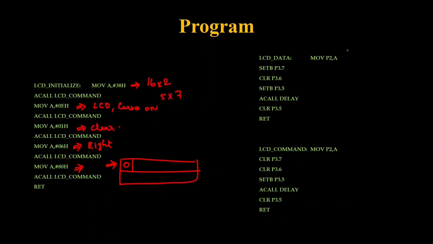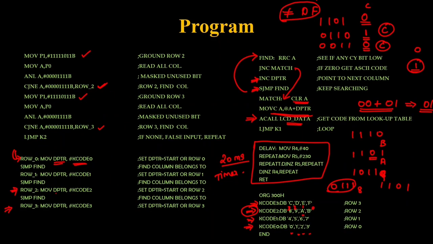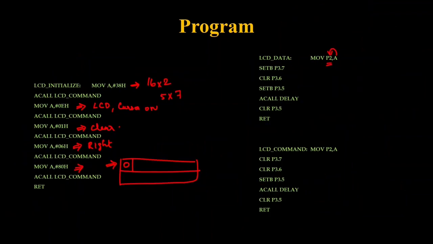If it is data, my data pin of the LCD is connected to port 2. So whatever value I have in the accumulator should be moved inside port 2, because previously I moved those values inside the accumulator. In terms of memory location, if it is 0, B is moved. If it is 1, A is moved to the accumulator. So whatever the accumulator value is, that should be given to port 2 so that the data is sent.